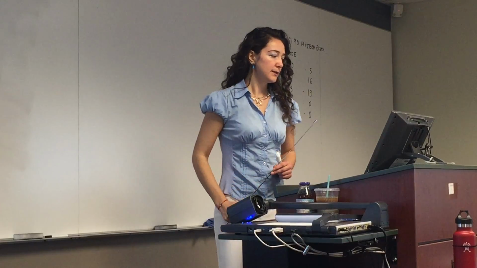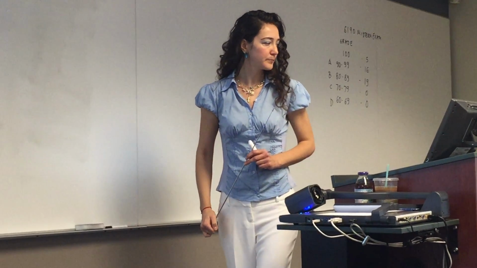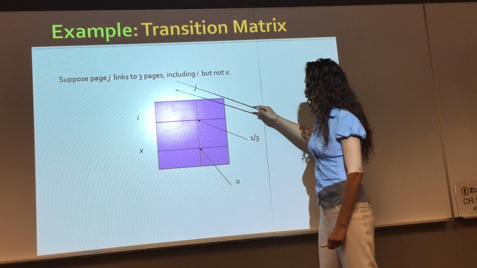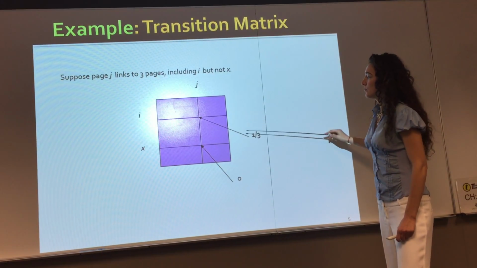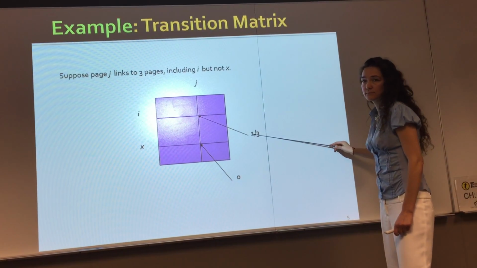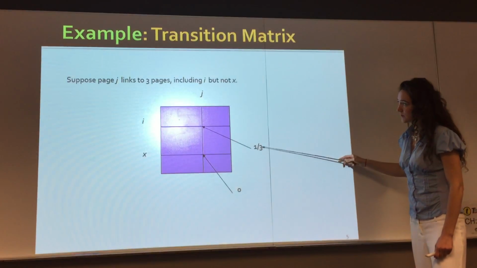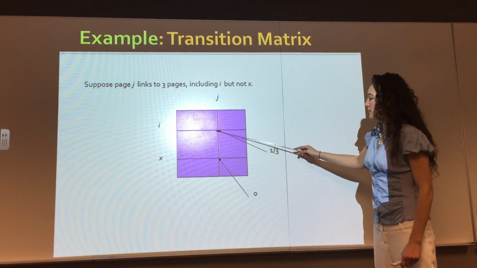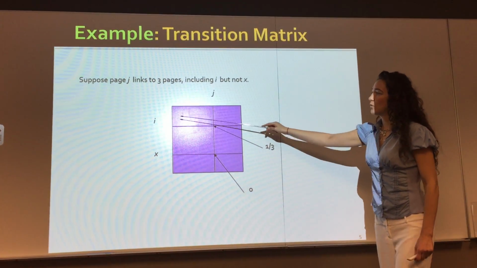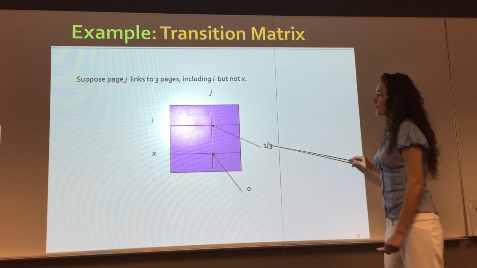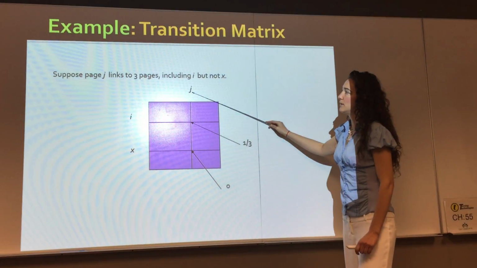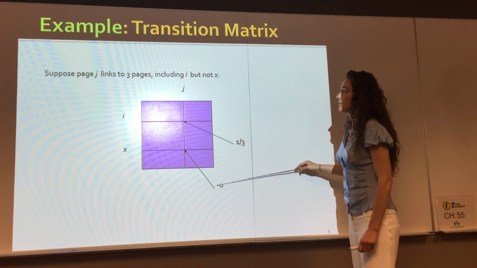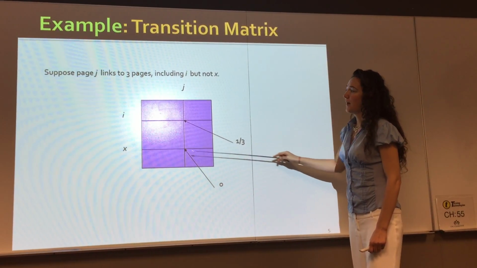So suppose that we have a page j, and the page j links to 3 pages. Then for j we will have 1 over 3, because j links to 3 pages. It links to i, so i is included in that. So at the index ij we have 1 over 3, because j links to 3 pages including i. At the index xj we have a 0, because j does not link to x.